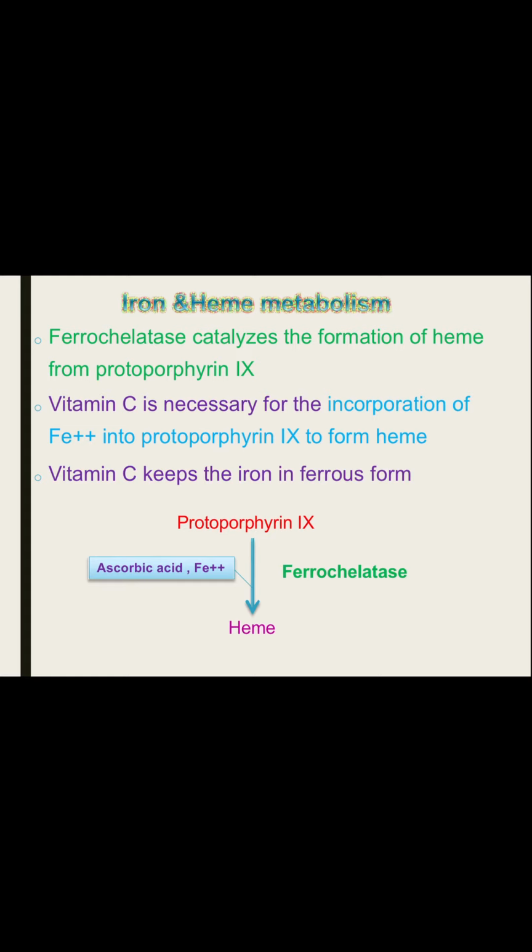Then it has a role in iron and heme metabolism. What happens when the steps are taking place? Protoporphyrin 9 is made. Now, ascorbic acid has a role in the incorporation of this iron into protoporphyrin 9 so that heme can be made in the presence of ferrochelatase. Okay? So, ascorbic acid incorporates this iron into protoporphyrin 9 and it is converted into heme. Then this heme combines with globin and becomes hemoglobin. But in this reaction, vitamin C acts as a cofactor.